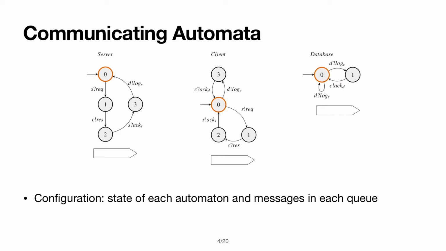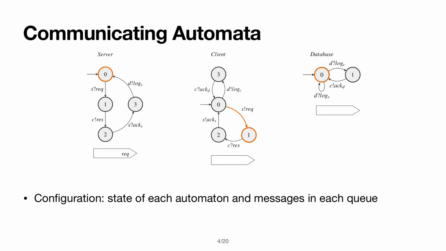I'll show you now how an execution happens with an animation. The first transition we execute is a send action, highlighted in orange. It means we are sending message rec to buffer S. The message is sent to the server's buffer, as we can see in the server's buffer underneath the server's automaton, and the client's current state changed.